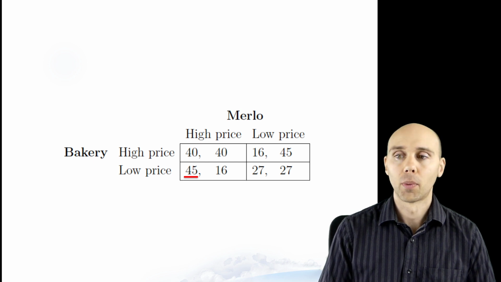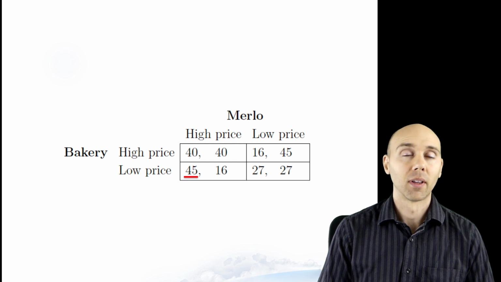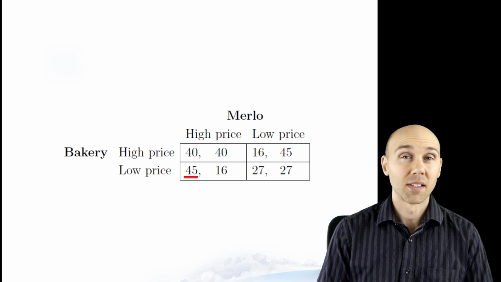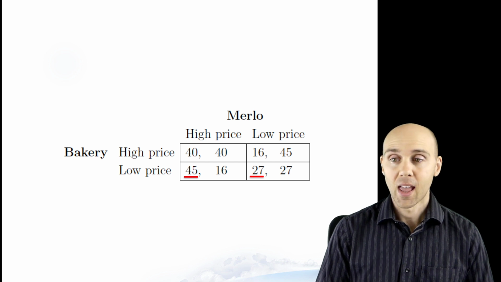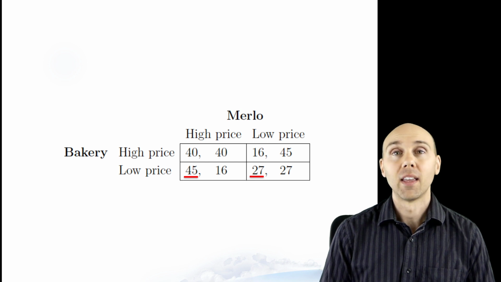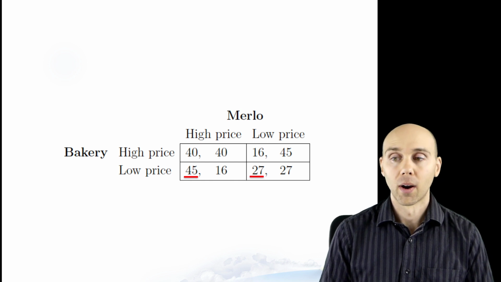What happens if Merlot sets a low price? Well, then the choice is between 16 and 27. So we're looking at that second column under low price. Well, 27's better, so we put a line under that, and that tells us that again the bakery should set a low price. So in both situations the bakery should set a low price. And what we learned is that if a player plays the same strategy no matter what the other person does, we call that strategy a dominant strategy. So here we can see that the bakery has a dominant strategy of setting a low price.